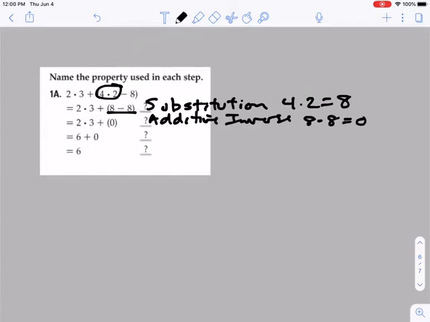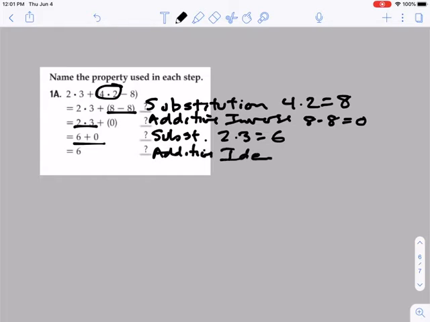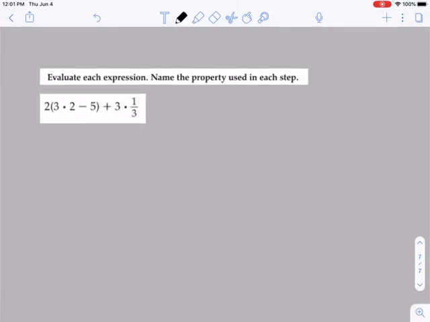And then the next one, they take 2 times 3 and turn it into 6. That's just substitution again. So we'll write subst, and we'll say 2 times 3 equals 6. And then when you have 6 plus 0, that is additive identity. We say 6 plus 0 equals 6. And that's really all they're looking for. It's not super complicated. In some of these, they want you to actually solve it yourself. So we're going to do one like that too.